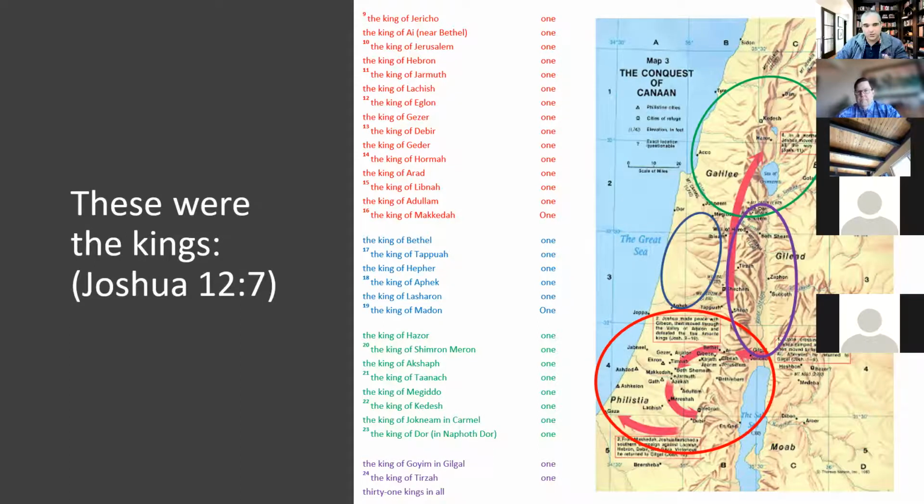When you're going to visit Hatzor today, you will see a thick layer of ash at the palace of Yavin. You can see the palace of Yavin. That ash is dated to the time of Joshua, which is exactly as the Bible describes.